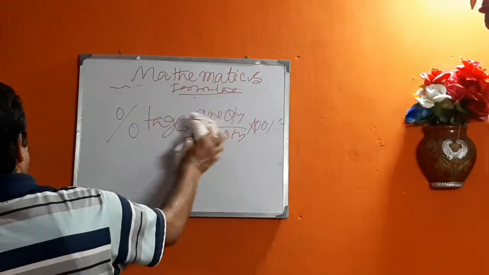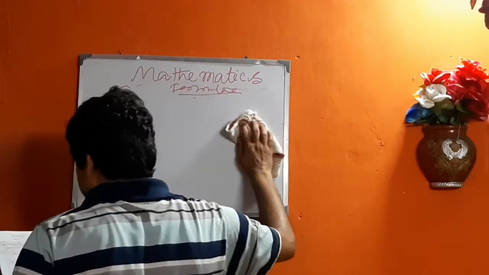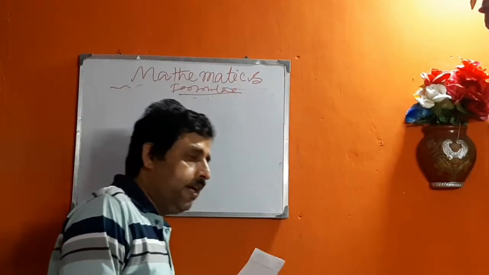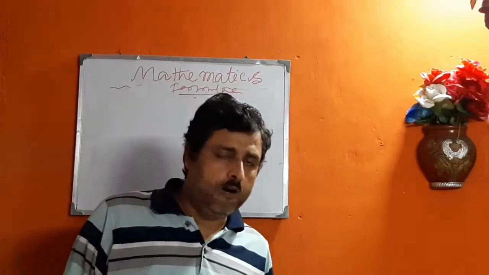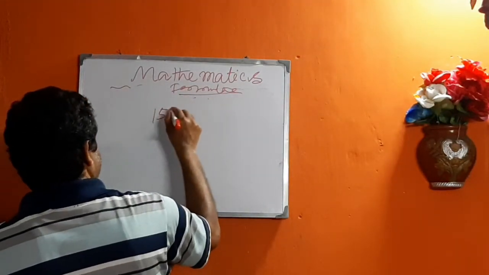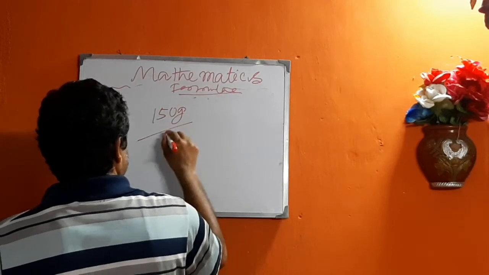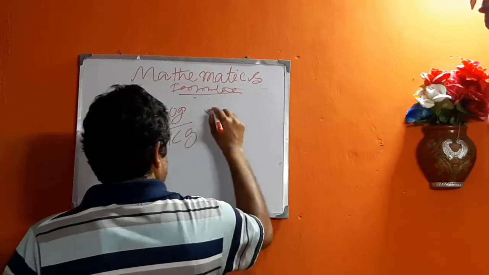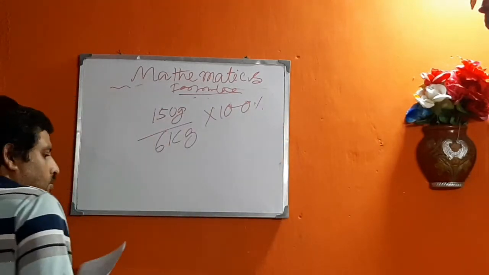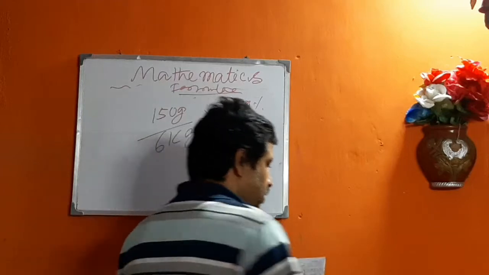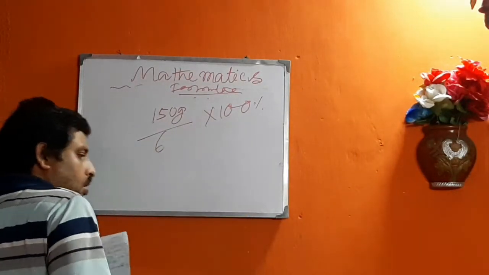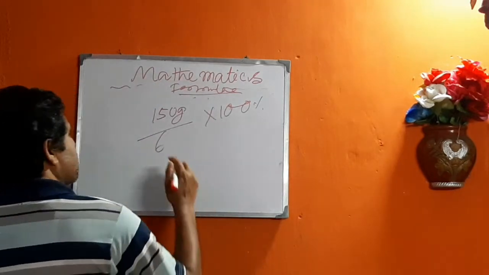Express 150 gram as a percentage of 6 kilogram. So how to represent 150 gram as a percentage of 6 kilogram? It will be in this way. First, this kg will be converted into gram because the numerator is in grams. So the denominator should also be in the same unit, that is gram.